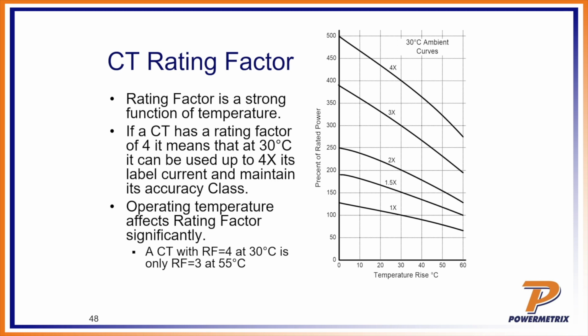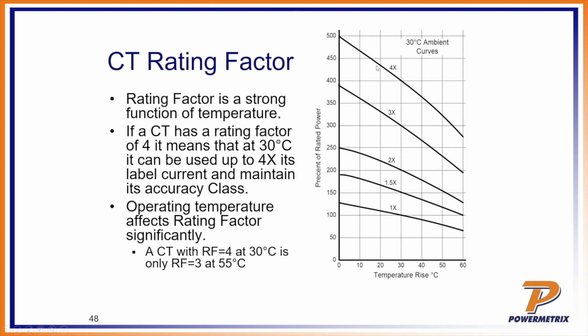If a CT has a rating factor of 4, it means that at 30 degrees C, it can be used up to 4 times its label current and maintain its accuracy. But what if it doesn't stay at 30 degrees C? What if it's in a box? What if it goes all the way up to 60 degrees C? Okay, let's look at this.